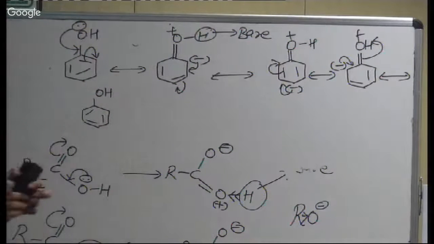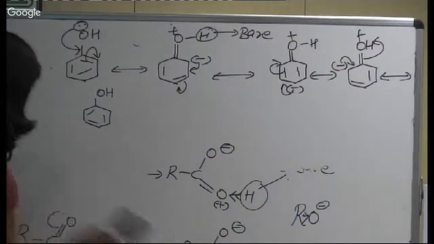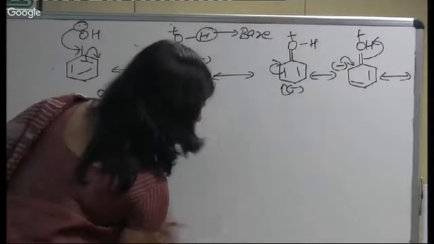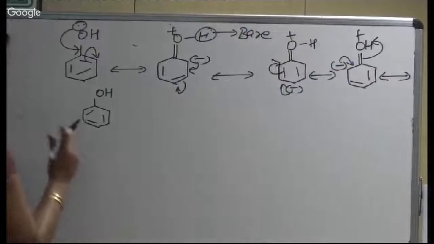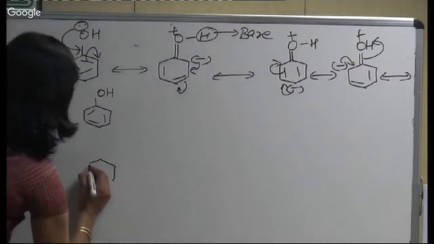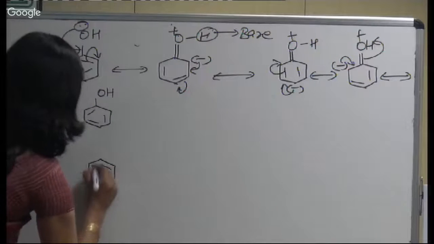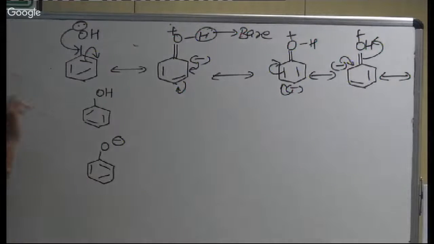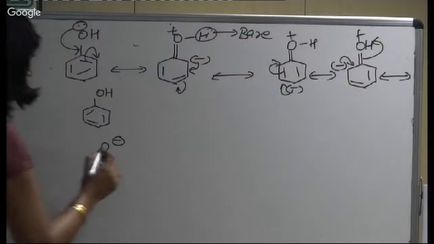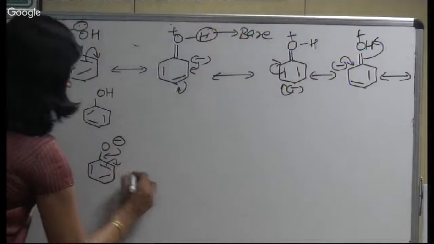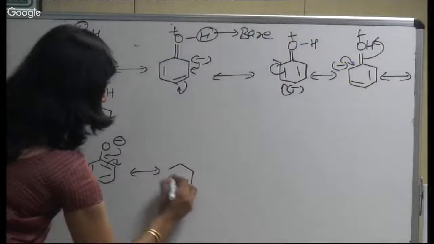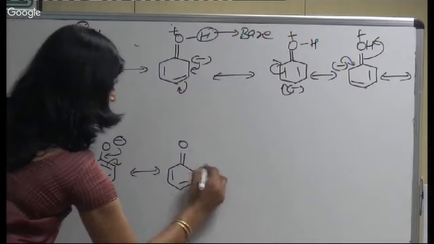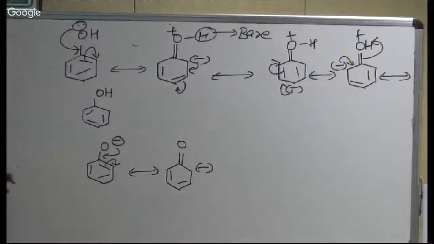The first point. The second point is, what is the corresponding base which is formed? Phenoxide ion. Phenoxide ion is also stabilized by resonance. Like we have written 5 resonance structures for phenol, we can write exactly similar way 5 resonance structures for phenoxide ion also. I will write only 2 of them. The remaining in the similar manner you can complete. Right?